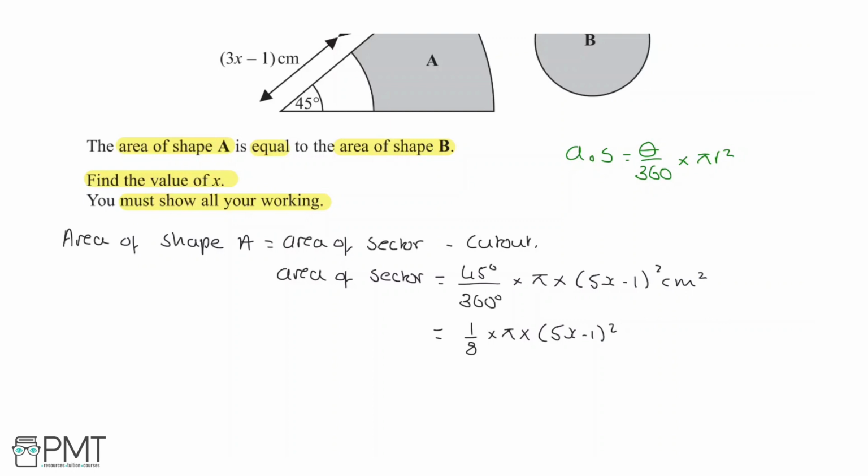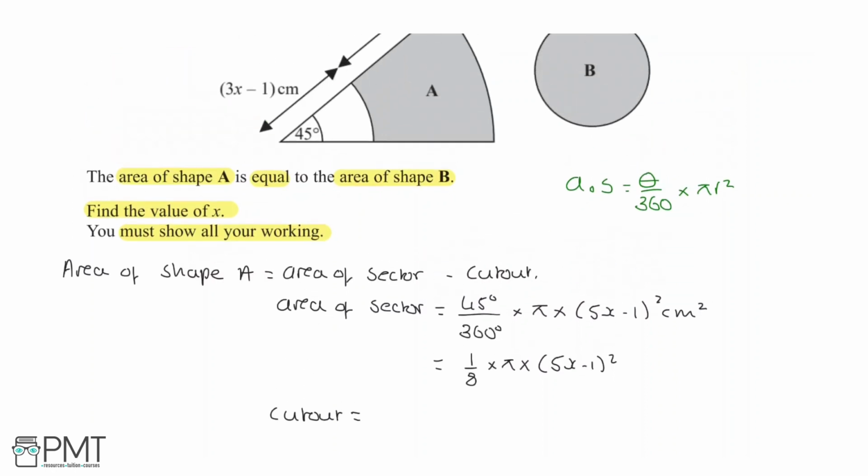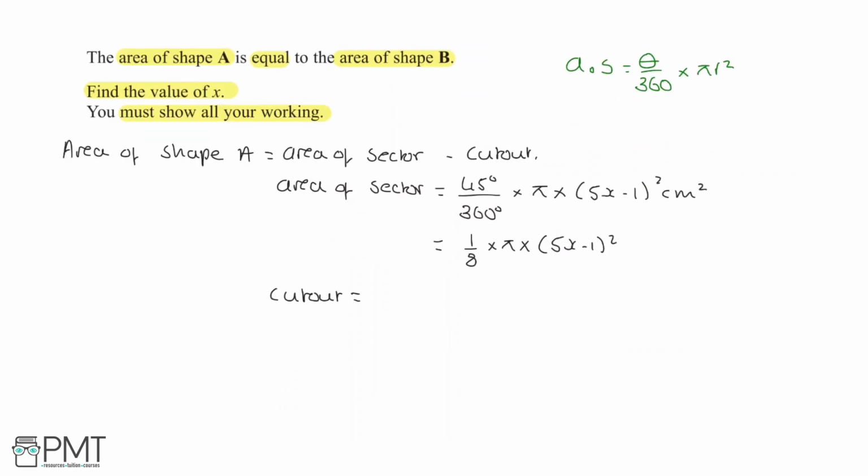There we go. Now, our cutout is going to be nearly the same thing. We're going to be using the same formula. However, we only have to come to 3x minus 1 centimeters. So this is going to be 45 degrees over 360 degrees times pi times 3x minus 1 squared centimeters squared, because again of the unit here. This is the same thing, so it's 1 over 8 times pi times 3x minus 1 squared.